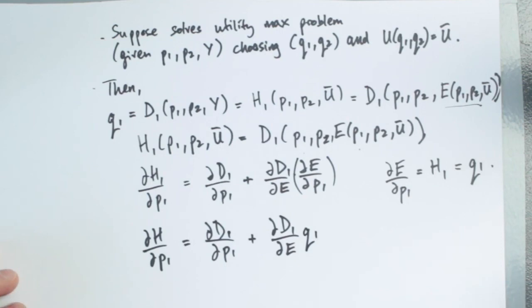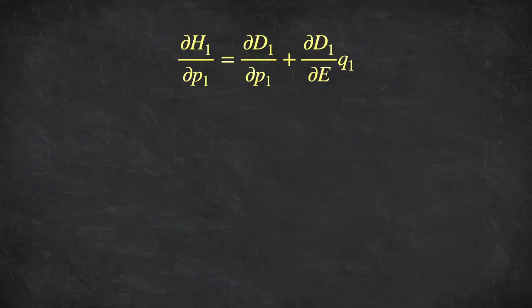However, the book goes a little further and does some cleaning up. So let's go on the slides and do that now. So if we take the expression we've found so far, the partial derivative of Hicksian compensated demand with respect to own price being equal to the partial derivative of Marshallian demand with respect to own price plus the partial derivative of Marshallian demand with respect to expenditure or income multiplied by Q1.